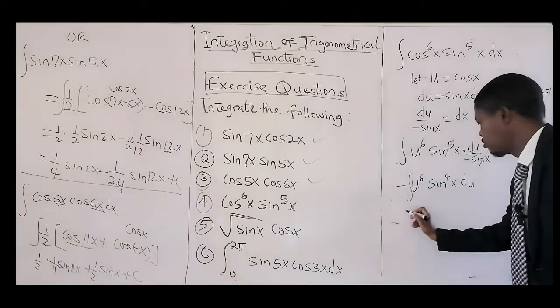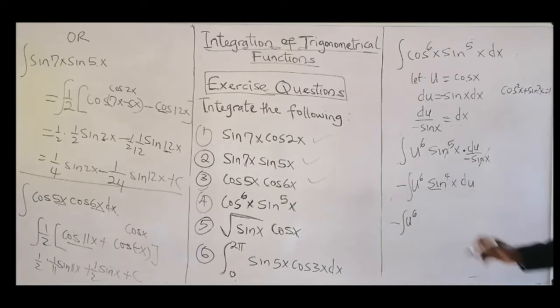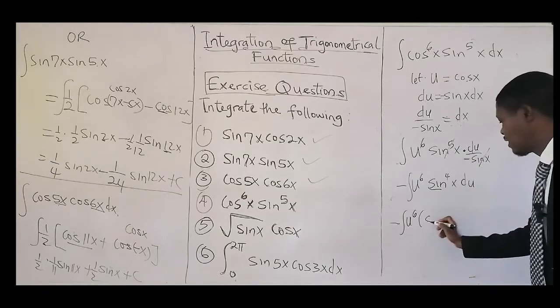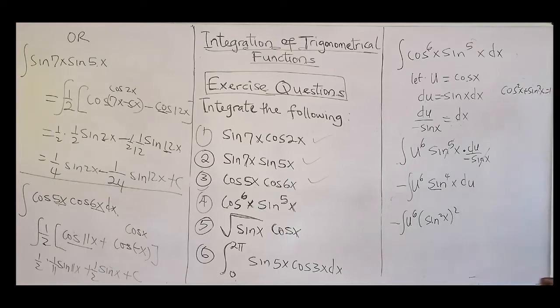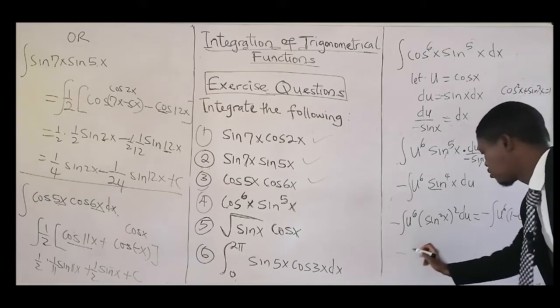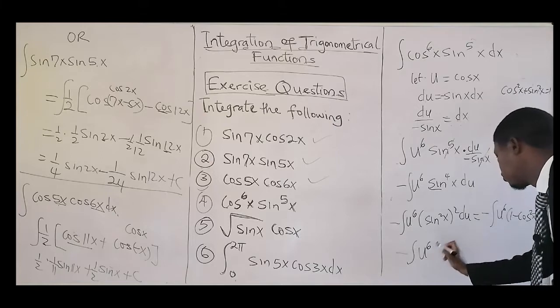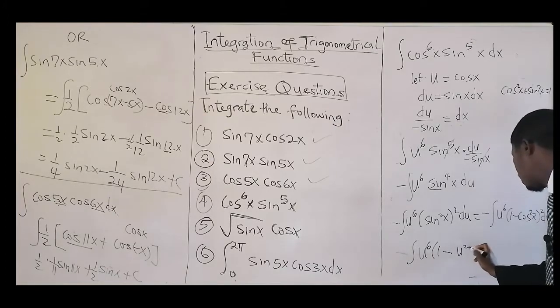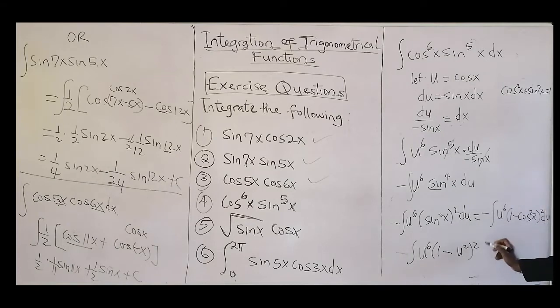Okay, and this will be equal to minus integral of u to the power 6. This one, sine 4x, will be sine square x squared, so that will be u6 du, which will be equal to minus u6. This one will give us 1 minus cos square x, squared, du. Okay, so the next thing to do now, cos x is u, so I'm having minus integral of u6 into bracket 1 minus u square, squared, du.